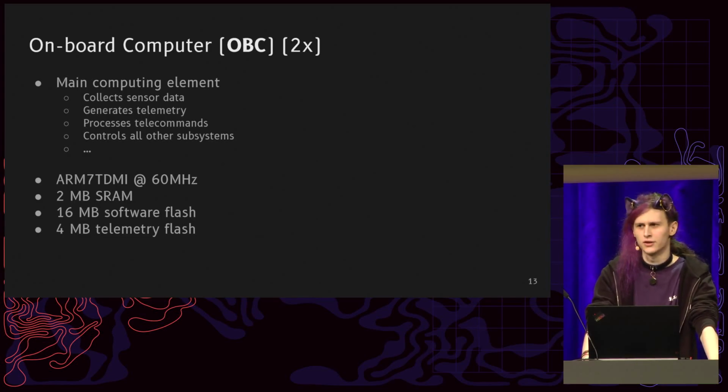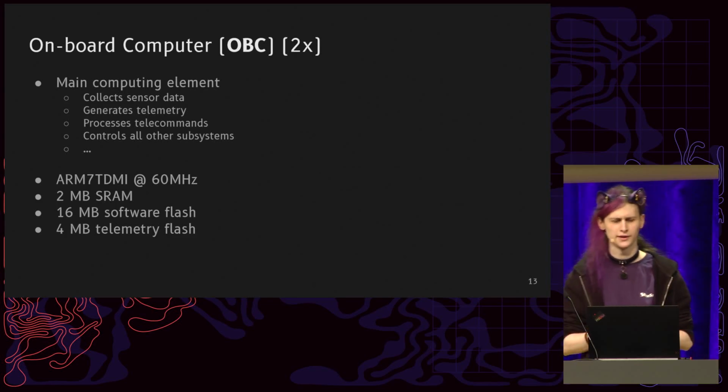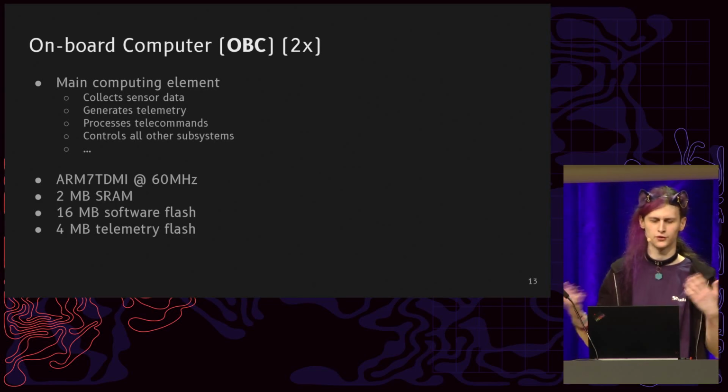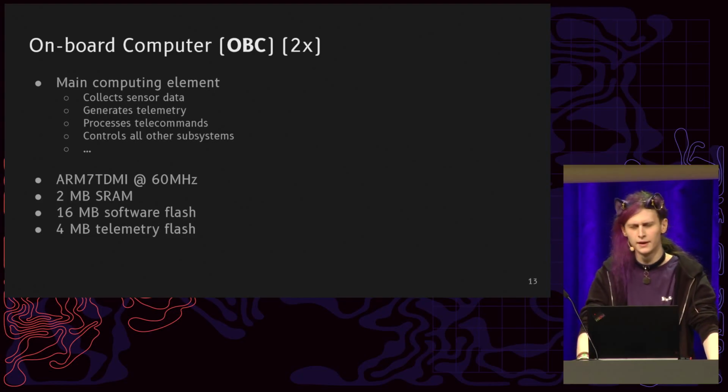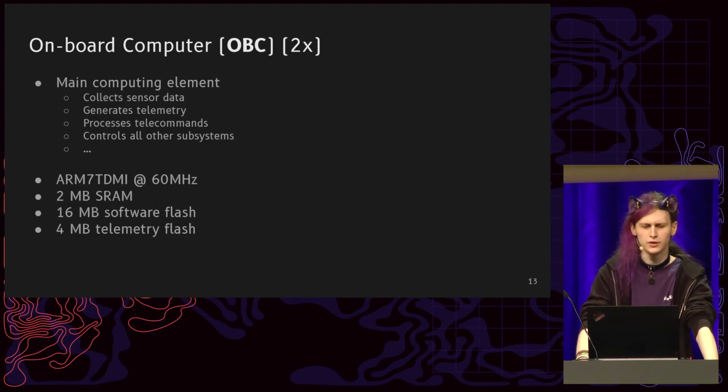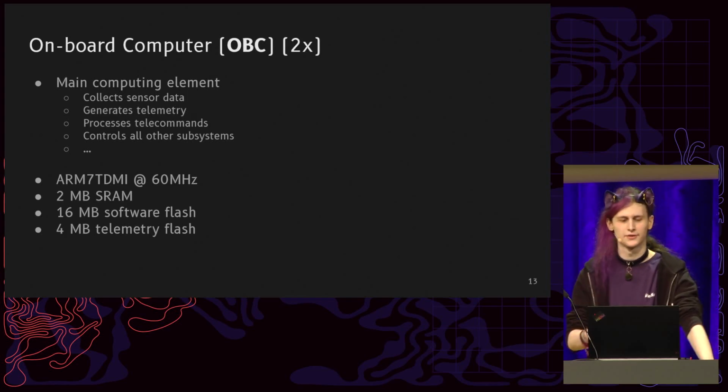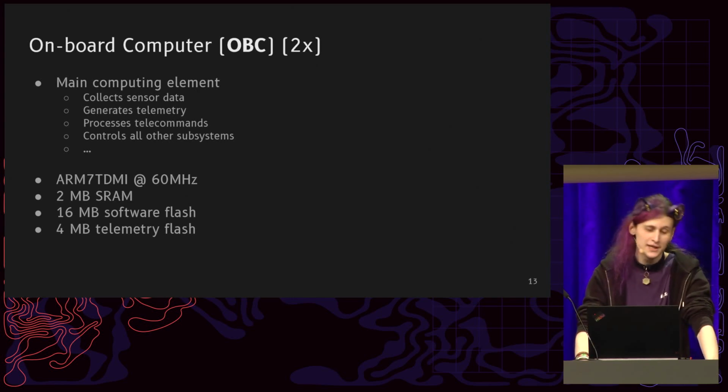So this does everything, right? It does all the algorithms, it collects the sensors, it does telemetry, it processes commands, and controls everything. And this is based on an ARM7 TDMI core running at about 60 megahertz. In terms of compute power, I think that's about equivalent to somewhere between a Game Boy Advance and a Nintendo DS. So it's not a huge amount, but you don't need that much, right? You have 2 megabytes of SRAM, so again, not a huge amount.